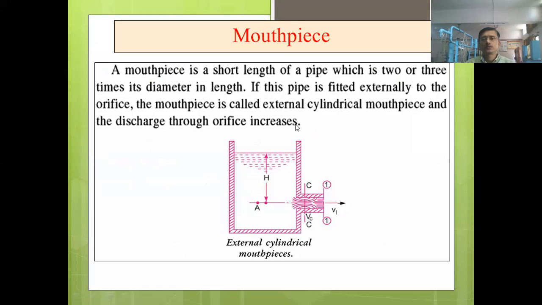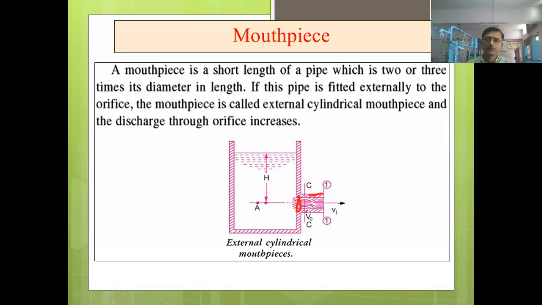So here we are going to see what a mouthpiece is, what is the meaning of mouthpiece, and the classification of mouthpiece. These are the 2 points that we are going to see from this particular point. A mouthpiece is nothing but a short length tube or pipe which is connected at the orifice. Okay, orifice च्या समोरच्या बाजूला जो एक tube लागलेली आहे.